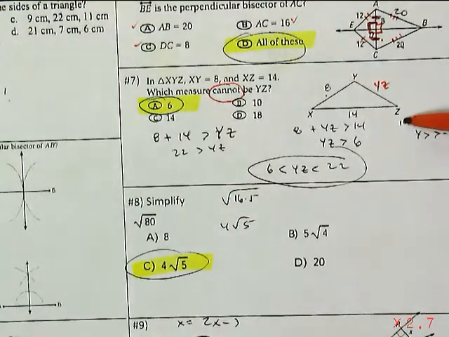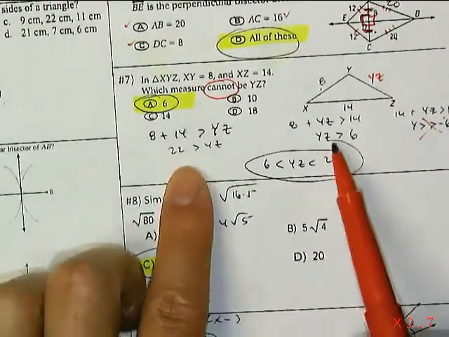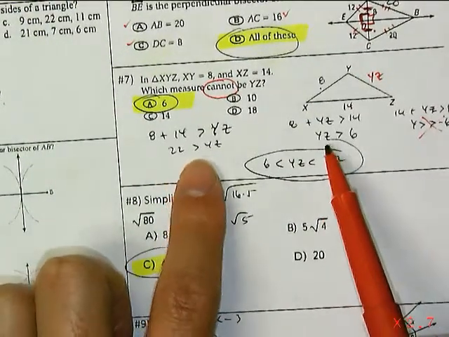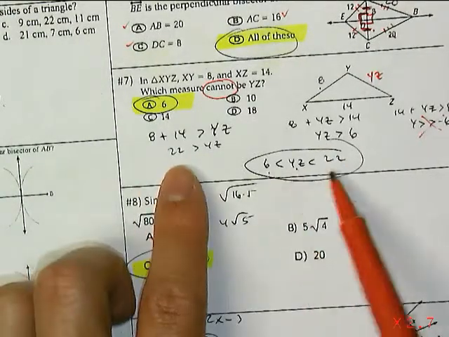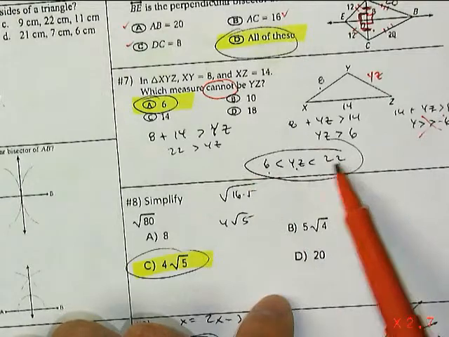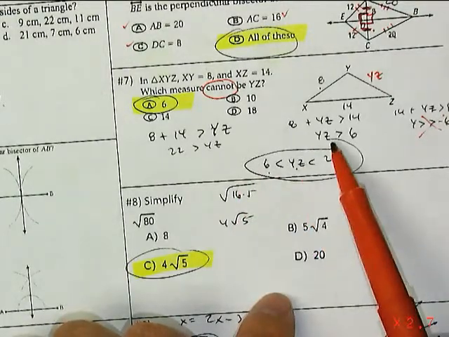And over here I have 14 plus YZ is greater than 8. When I subtract 14, you get negative 6. Now you can't have a side that's greater than negative 6, so I'm crossing off that one. Now I can make these two a compound inequality. YZ is in the middle, 6 is on the left, 22 is on the right. So smallest and largest numbers, one's on the left, one's on the right, and then I just follow my inequalities.